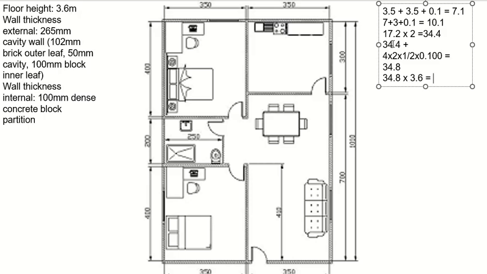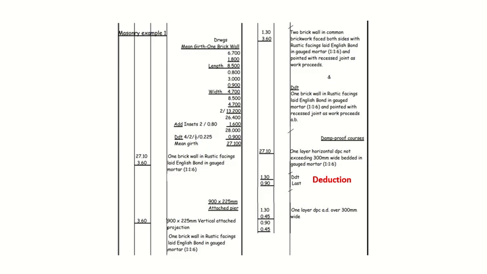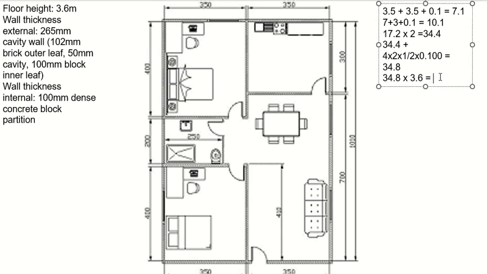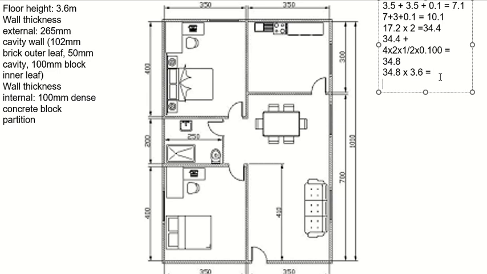Clear? Obviously you have to write it like this. Why would you multiply with 3.6? Height. Clear? Any questions? 34.8 is the length only, the girth, the center line of the internal. Clear? Okay. Moving on.